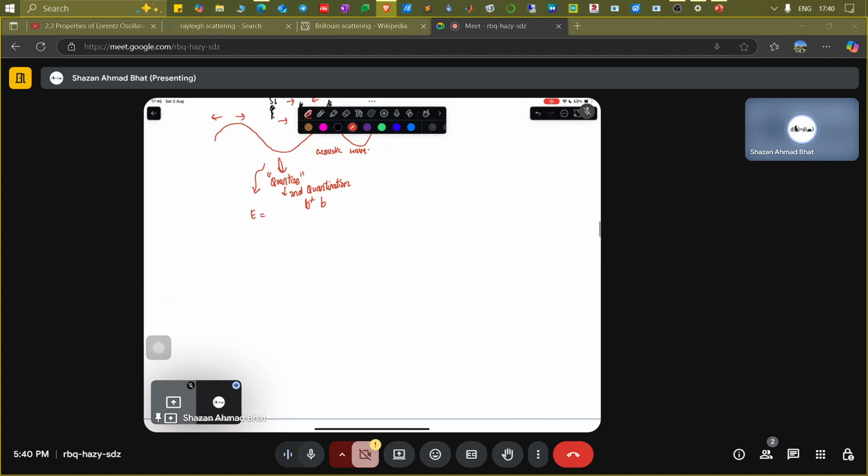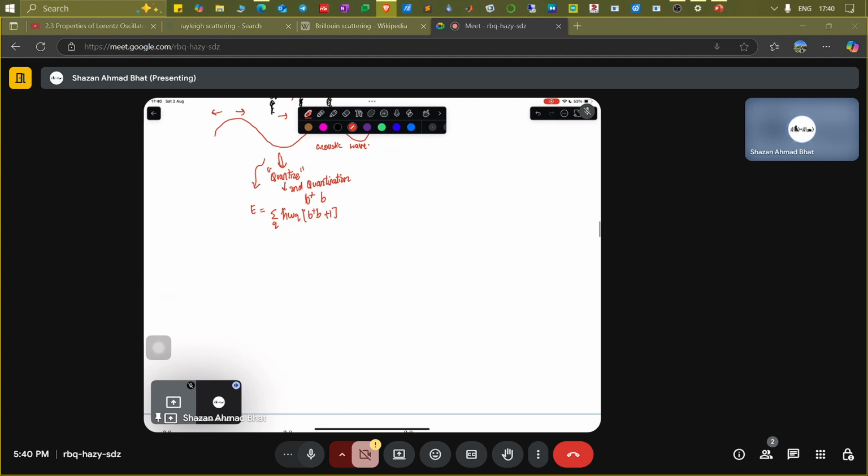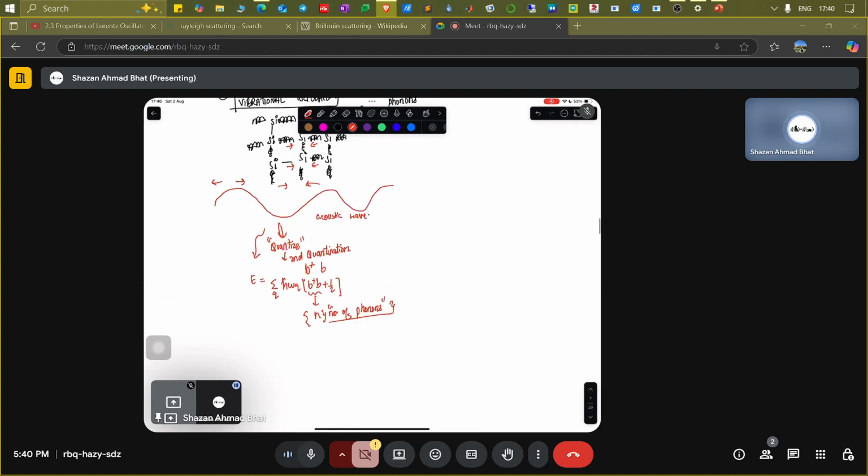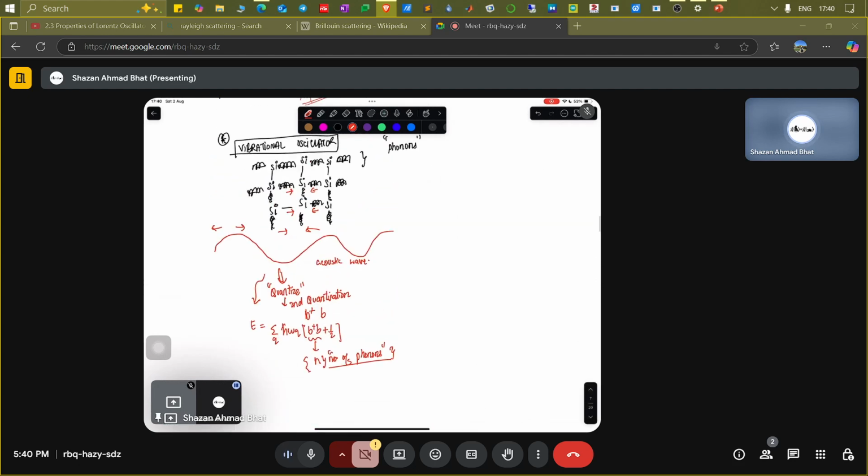So you can write the energy of these phonons as the sum over all phonon wave vectors of h bar omega Q times (B dagger B plus 1 over 2). Yeah, so this is n plus 1 over 2, where n is basically the number of phonons. You will study it in upcoming lectures in the final session. But this is the scenario, and these are the notions of the phonon.